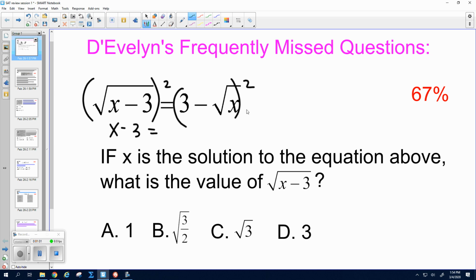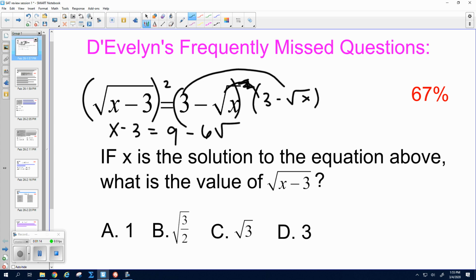On this side, you guys, you have to FOIL this. So you might want to write it as 2 sets of parentheses. So it gives you 9, 3 times 3. This is negative 3 root x, negative 3 root x. So that's negative 6 root x. And then a negative times a negative is a positive, and the square root of x times the square root of x is x. Okay, then you subtract x from both sides, which is nice because it goes away.